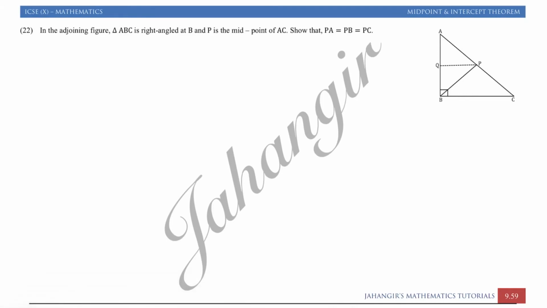In the adjoining figure, triangle ABC is a right angle triangle at B and P is the midpoint of AC. These two sides are equal. Show that PA is equal to PB is equal to PC. So first here we have to draw PQ parallel to BC. Some constructions are required in some questions. PQ parallel to BC.